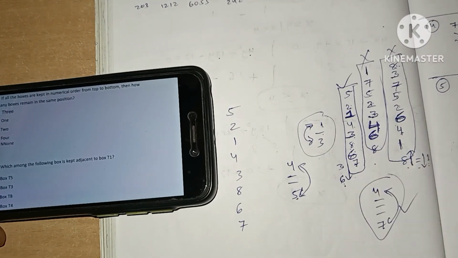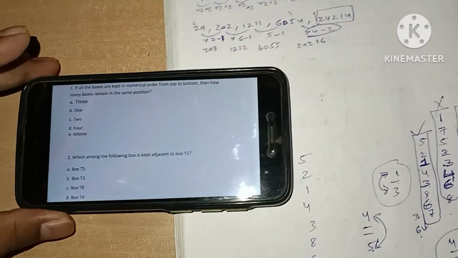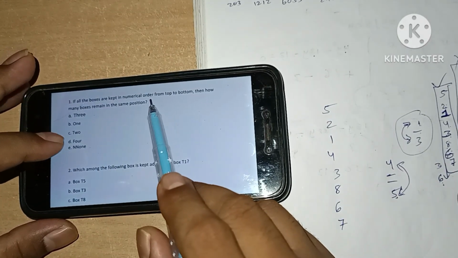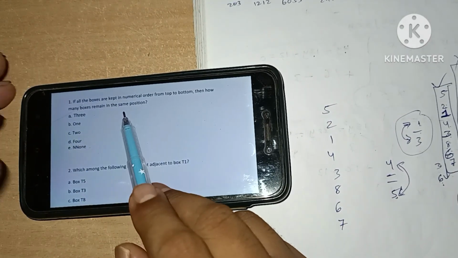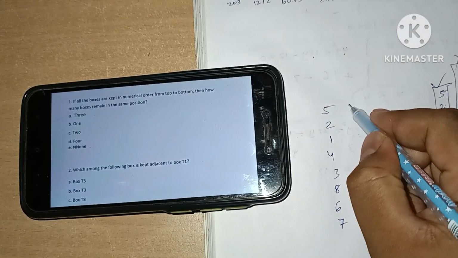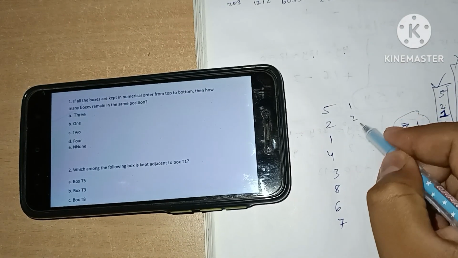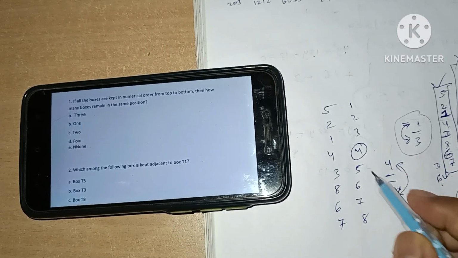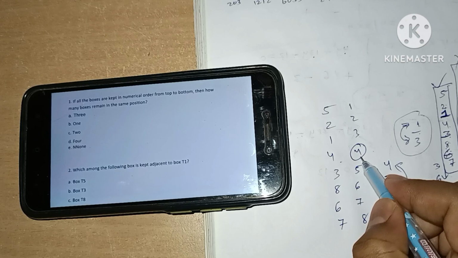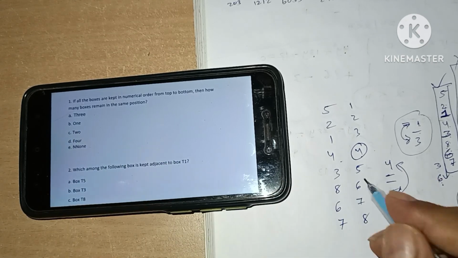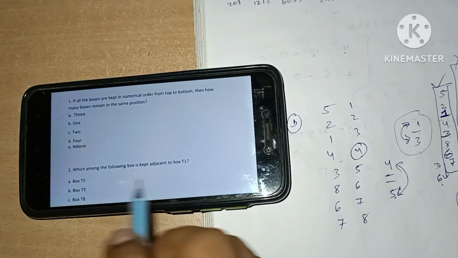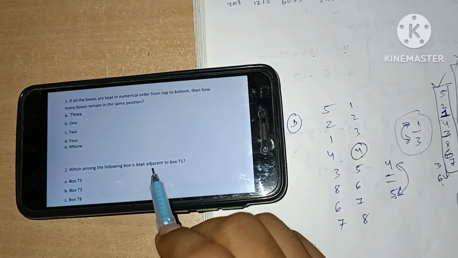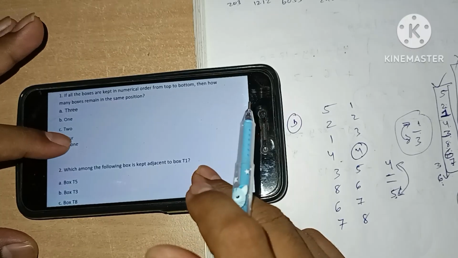The question asked is, if all the boxes are kept in numerical order from top to bottom, then how many boxes remain unchanged? Top to bottom in numerical order: 1, 2, 3, 4, 5, 6, 7, 8. So only one number doesn't change. So the answer will be option B. 1 is our answer.